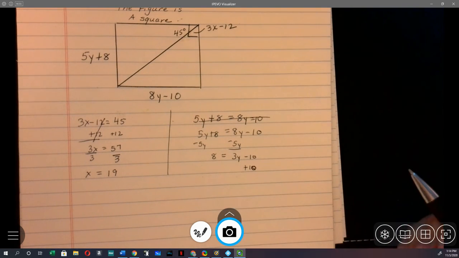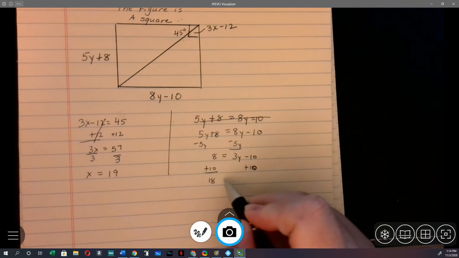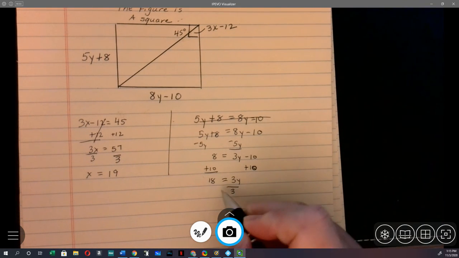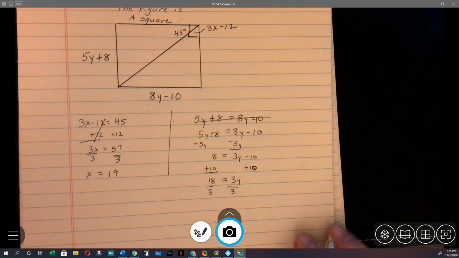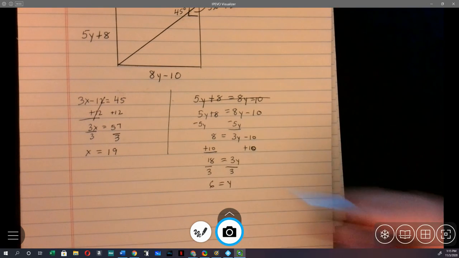And so we're going to add 10 to each side. And that gives me 18. And finally, we're going to divide by 3. And so that leaves us with y equals 6.